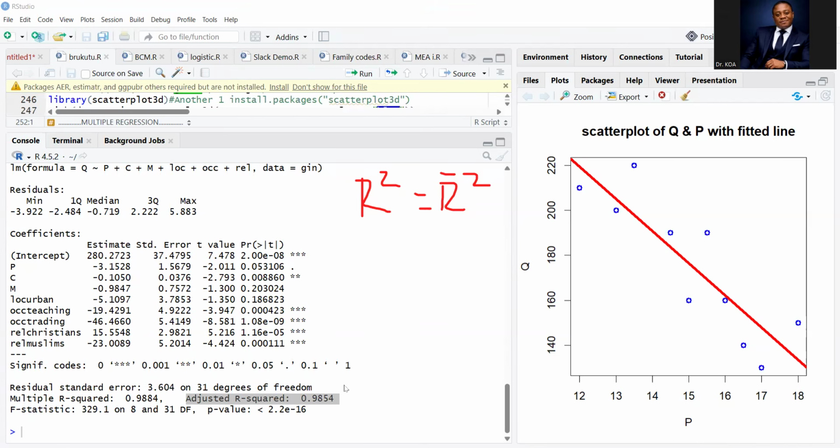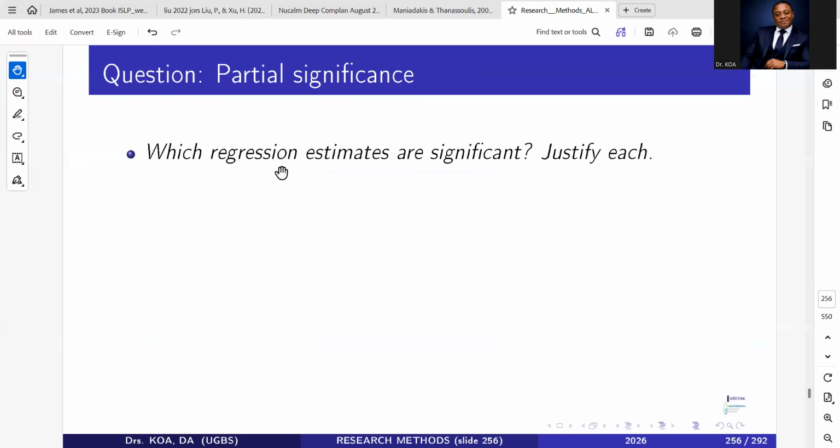Now let's go to the next question. Question number 6 or 5, I don't know. And that is, which regression coefficients are statistically significant? I'm putting it on the screen. Which regression estimates or which regression coefficients are statistically significant?